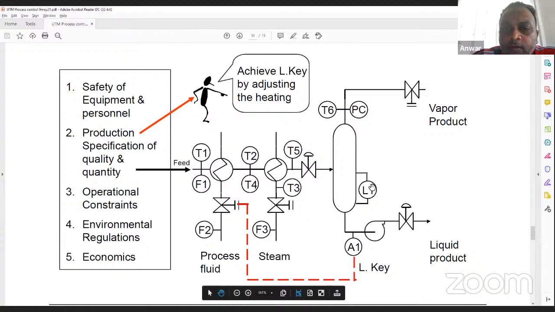Okay. So we have a lot of process control and instrumentation. Basically, adding this knowledge is adding a lot of value into the operation of a chemical plant.